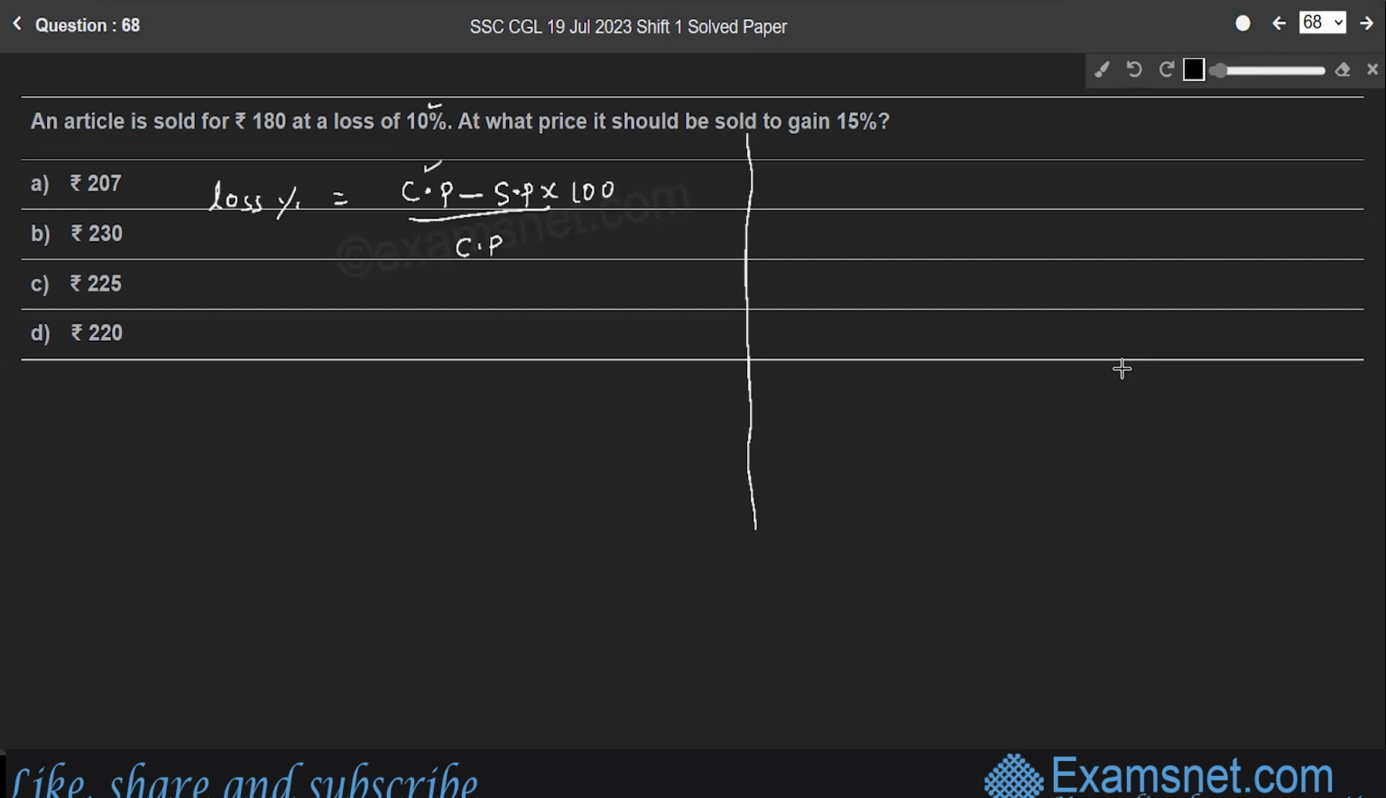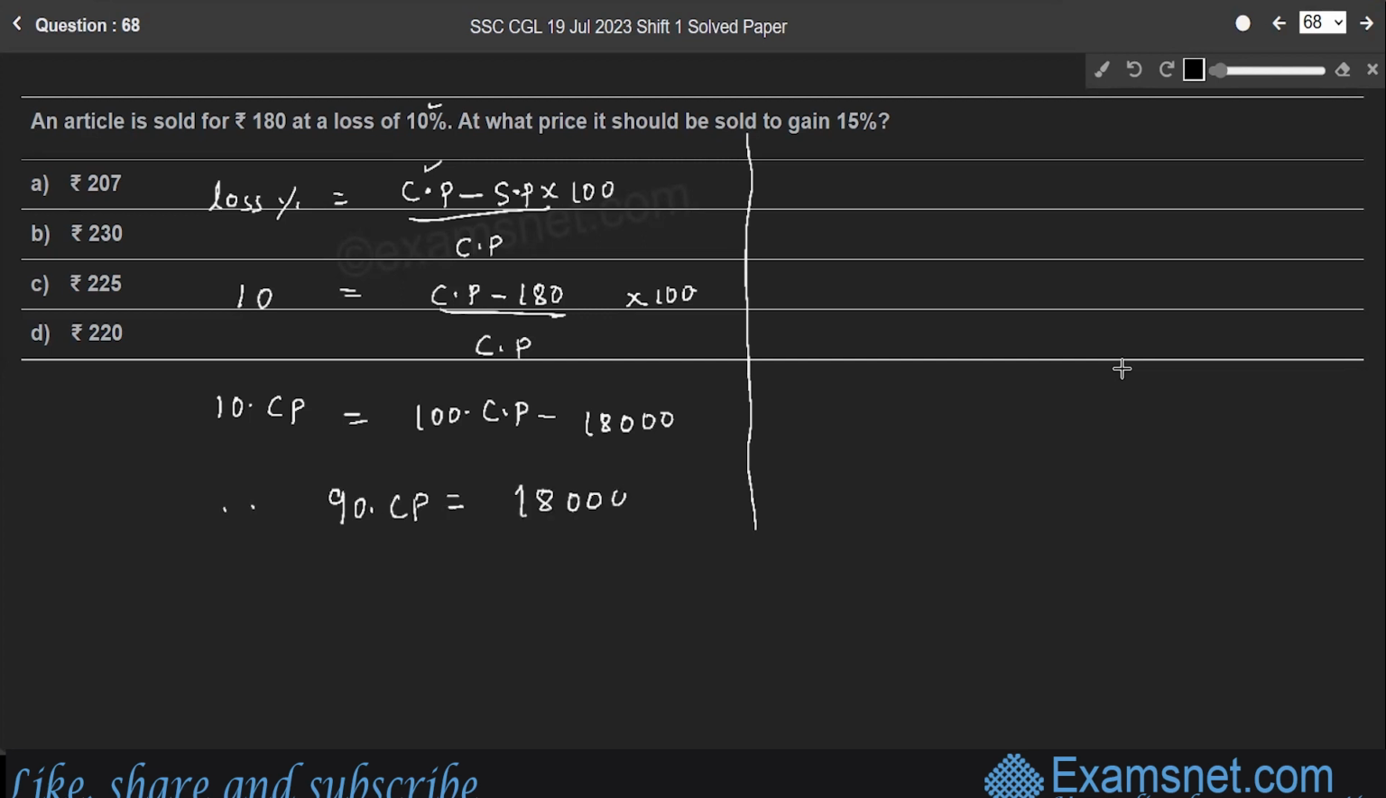Right? Here we are going to find the value of cost price. Here loss percentage is 10%. So 10 is equal to cost price minus selling price, here selling price is 180 rupees, over the cost price into 100. Right? So 10 into cost price is equal to 100 into cost price minus 18,000. Therefore 100 minus 10 becomes 90 into cost price is equal to 18,000. Therefore, cost price is equal to 200 rupees. So cost price of the article is 200 rupees, right?